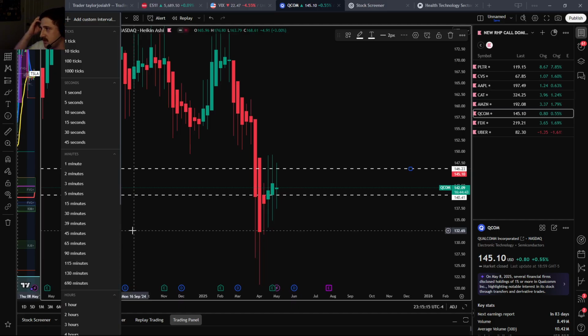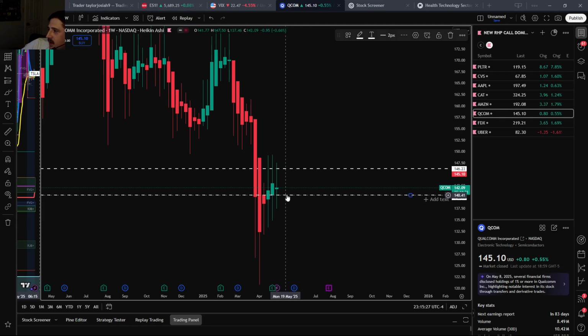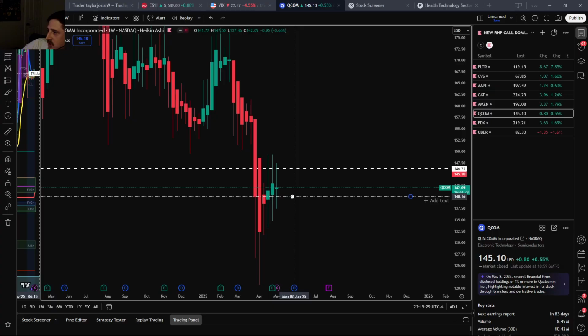I personally mark anything above 50 cents. So for example, if key support is at 140, I genuinely want to see price stay above 140.50. That's just how I like it. I like to do a 50 cents range above and below, but this is just mental. I'm not marking this on my chart.